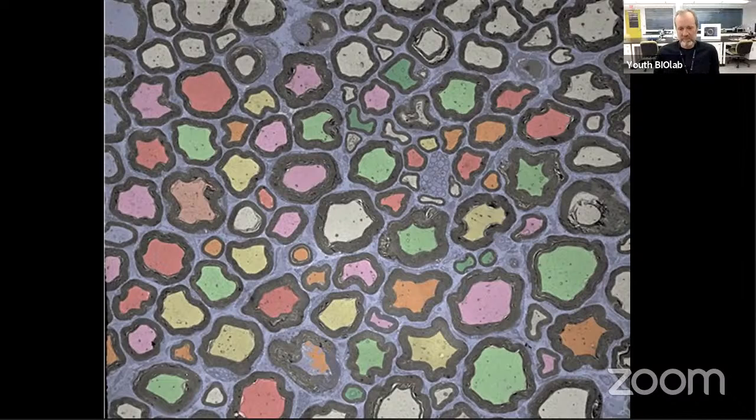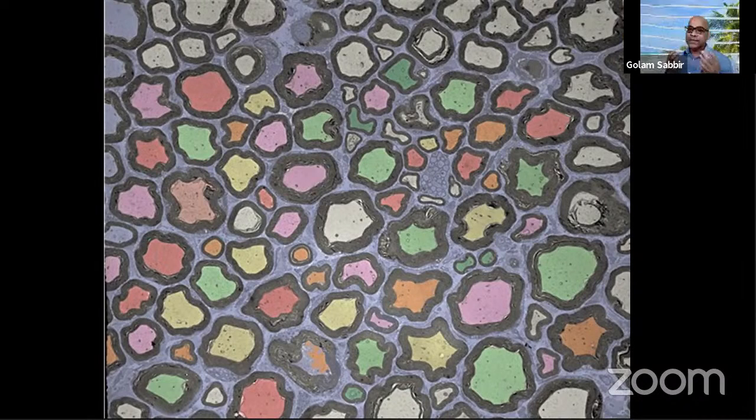So this is a picture where I apply my sense of color. This is an electron microscopic section image of a nerve fiber. So we have nerve fibers that are coming out of the brain and supplying different organs.